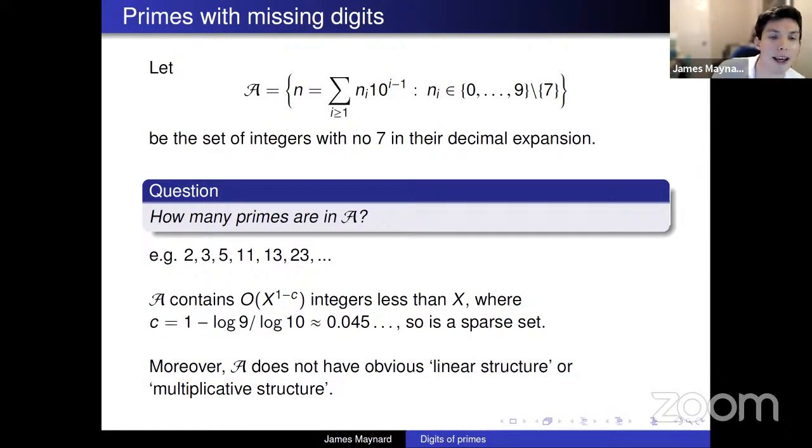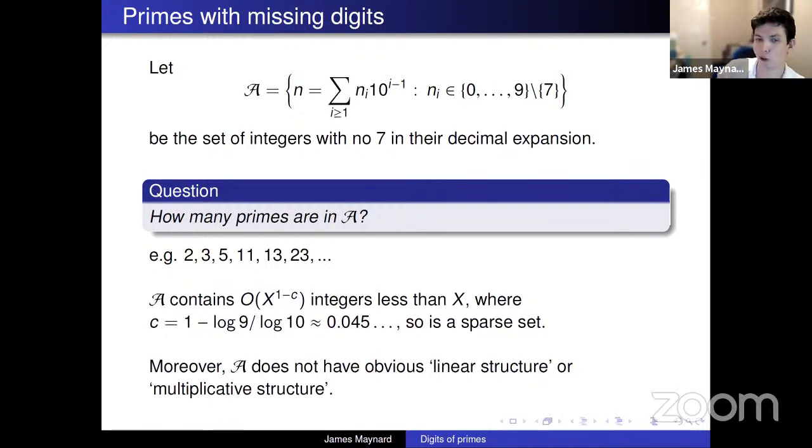So, okay, maybe I've been preempted slightly, but the question that I'd like to think about, therefore, is if I'm taking this set where I'm looking at numbers with no 7 in their decimal expansion anywhere, how many primes are there in this set A? So just to recap a few things, numbers with no 7 in their decimal expansion are a sparse set. They contain about x to the 0.95 integers less than or equal to x. And so the vast majority of numbers always have a 7 in their decimal expansion. And so we're trying to find a very rare property.